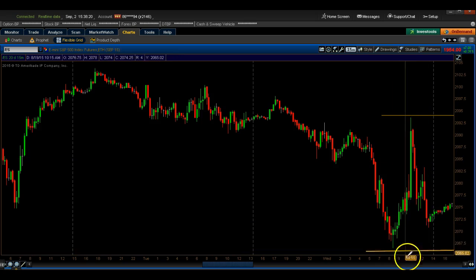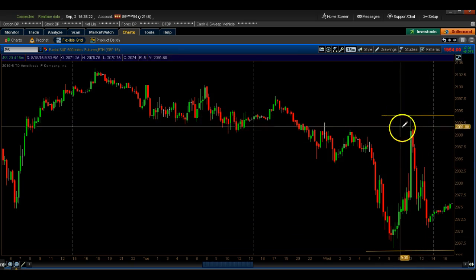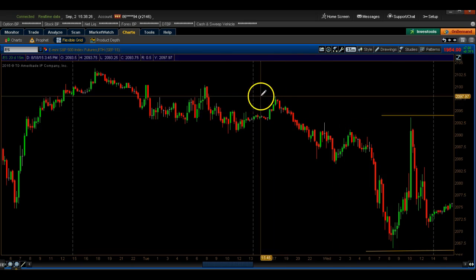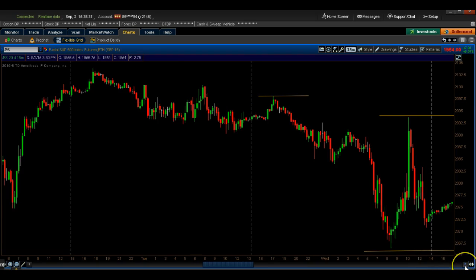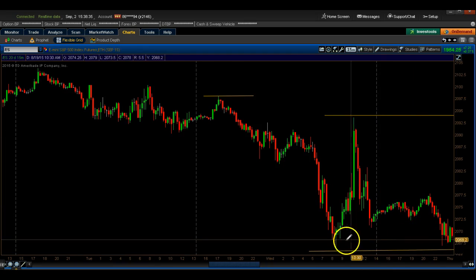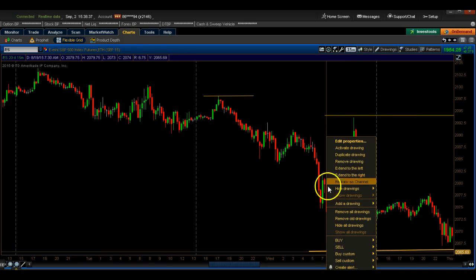Because if we break below this low, then this now becomes a lower high than this high. Okay? So as price, and we'll fast forward time, we come right down to it, right? Let me move this.